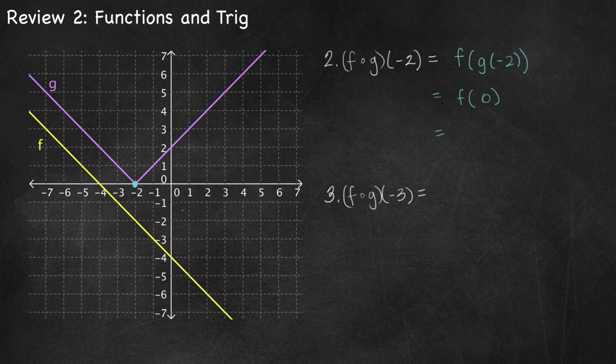So we go to function f. At 0, that output value is negative 4. So final answer, f of g of negative 2 equals negative 4.